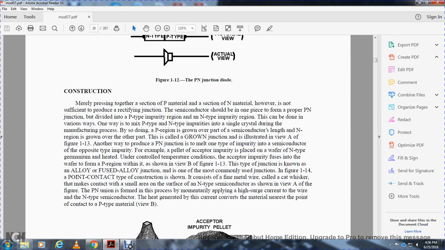One way is to mix the positive type and negative type impurities into a single crystal during the manufacturing process. By doing so, the positive region is grown in one part of the semiconductor, with the negative region grown over the other part. This is called the grown junction, illustrated in view A of figure 113.